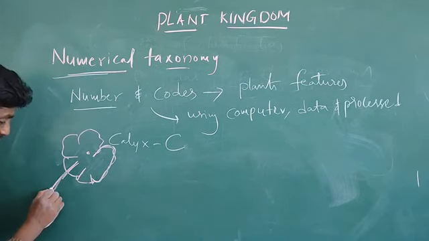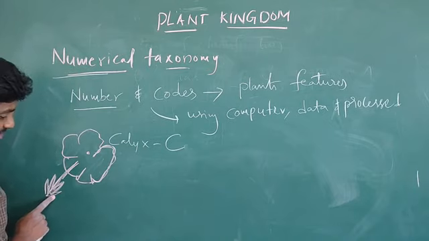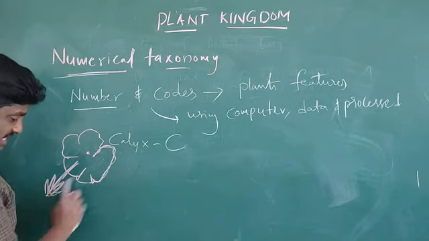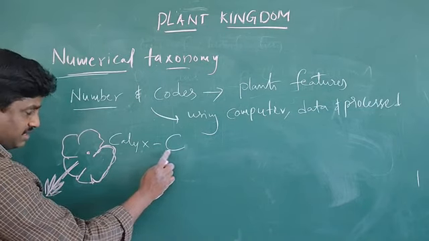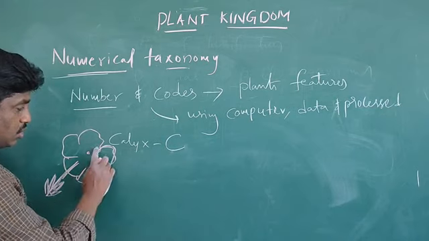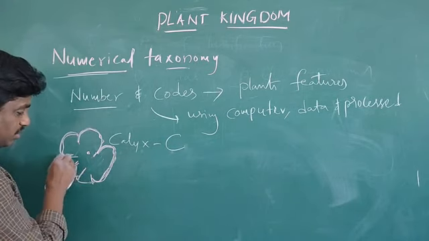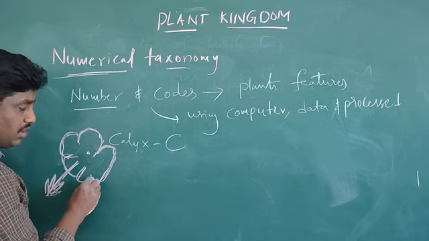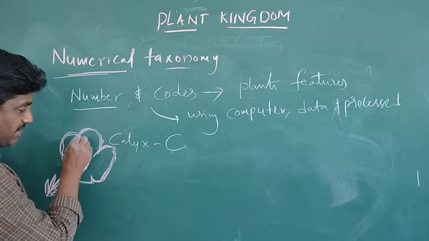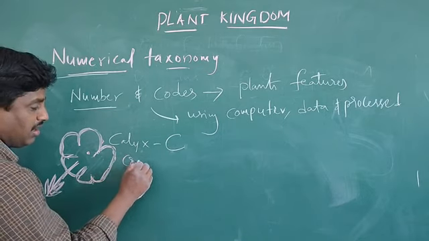So here, what is this one? Here, see, these are the sepals. That means calyx. Calyx means each one we call calyx. For calyx we give the code C. Corolla is all the reddish parts together. All the petals together we call corolla.